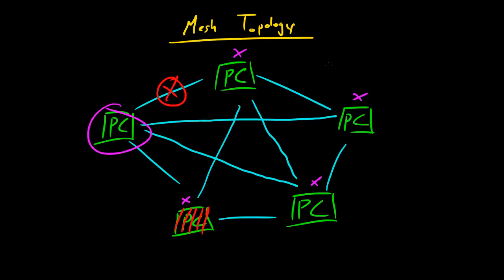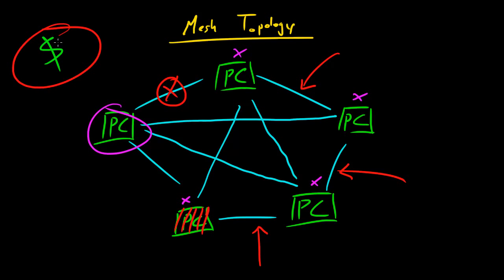Now, those are some good things, but let's go ahead and talk about some bad things. As you can see, there is lots of cable in here. Here, here, here. And whenever you have lots of cable, that means this is going to cost a lot of money. So it's very expensive to set up a mesh topology, especially if you have a bunch of different computers, a bunch of different nodes.